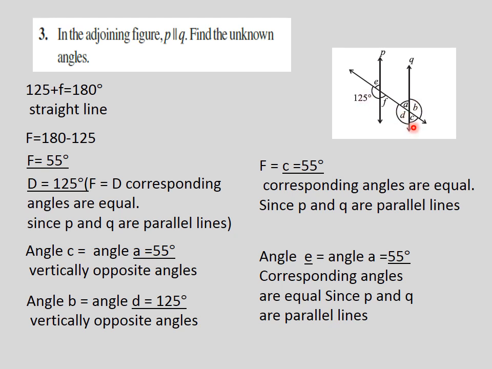What is angle D? It is 125 degrees because 125 and D are corresponding angles. So, angle D is equal to 125. Therefore, angle B is equal to 125.